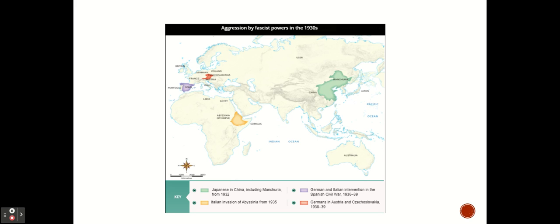Here you've got a visual representation of what we have just said. You've got Manchuria on the right in the green. You've got the invasion of Abyssinia from 1935 in the yellow. German and Italian intervention in the Spanish Civil War in 1936 to 39 in purple, and Germans in Austria and Czechoslovakia from 1938 to 39.